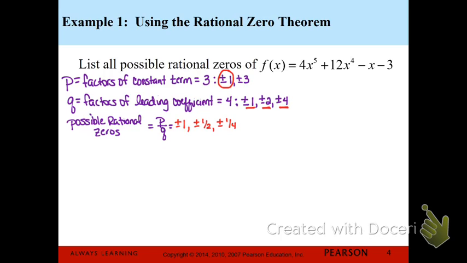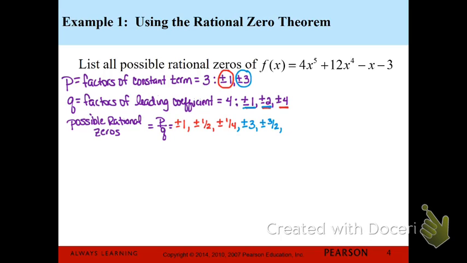So now I'm going to switch to my next P. So I'm going to take this plus or minus 3. So I'm going to divide it by every Q. So 3 divided by 1 is? 3. So plus or minus 3. And then take it divided by your next Q. So 3 divided by 2 is? 3 divided by 2. Good.